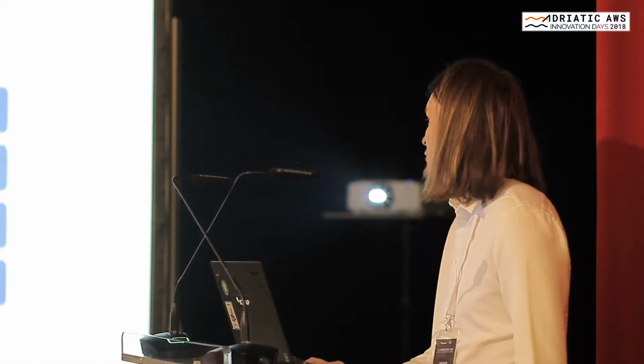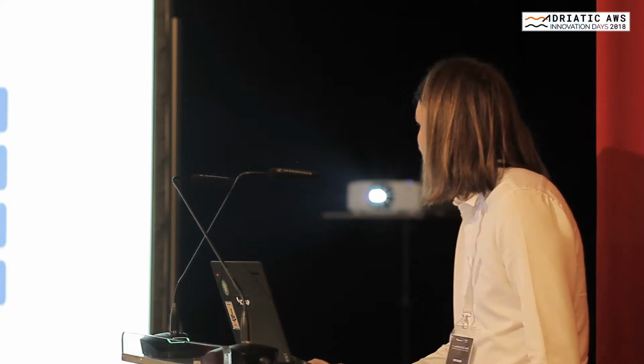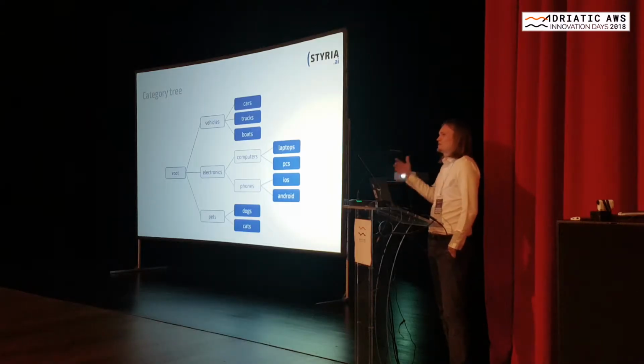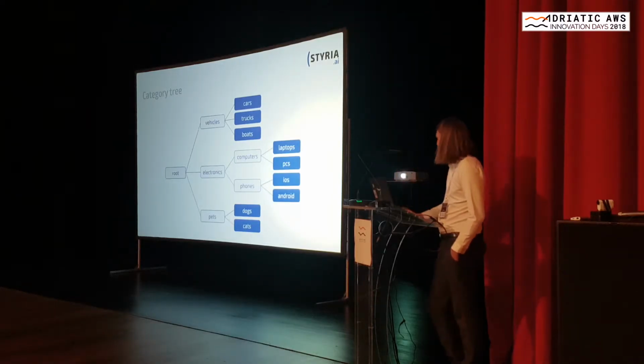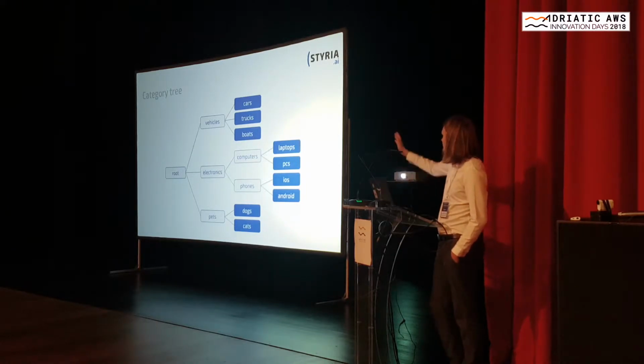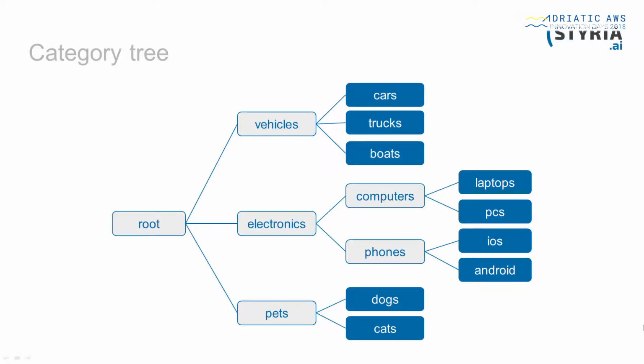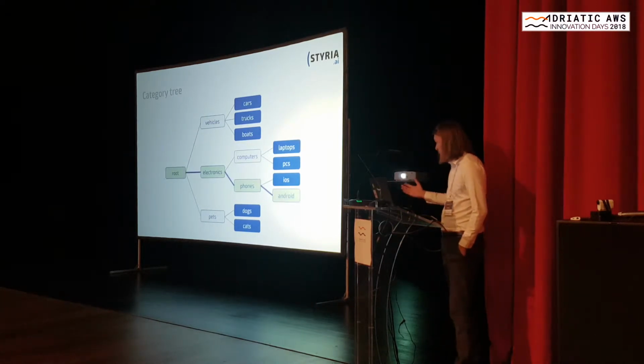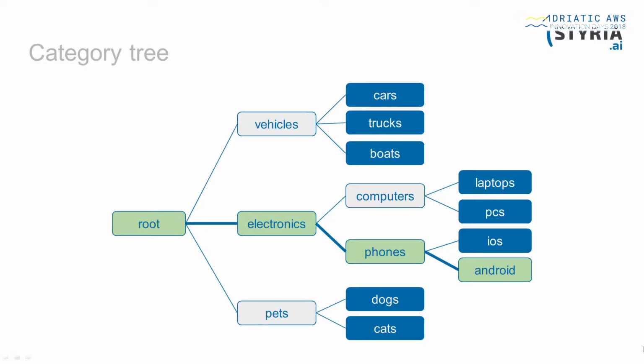Njuškalo, for example, has over 1,000 categories, and things can become quite complex. So let's say you want to sell your Samsung Galaxy S9. First, you need to take a look at every level. First level: vehicles, electronics, pets. It's probably electronics. Then you need to pick between computers and phones, probably phones. And since it's an Android phone, you pick an Android category. Obviously, that's a lot of steps, and it's pretty complicated. You can imagine doing that with 1,000 categories.